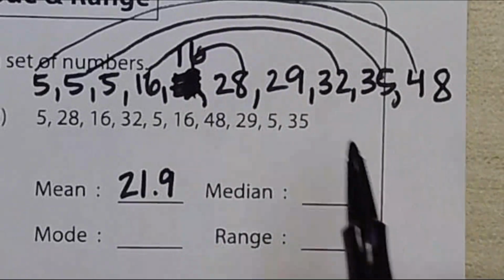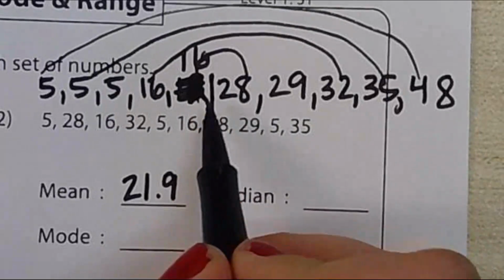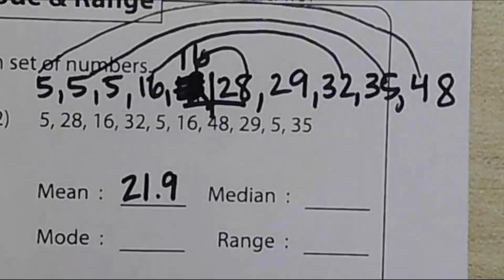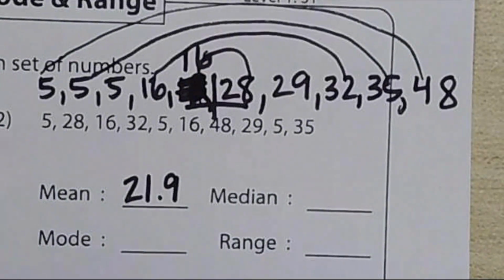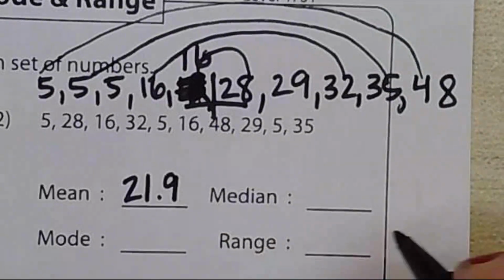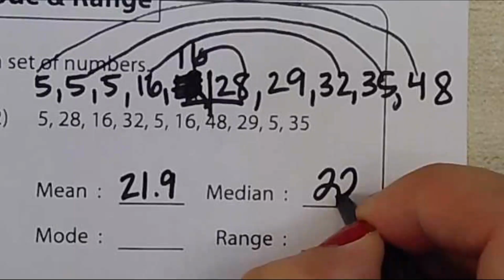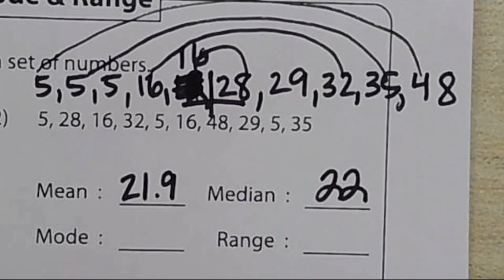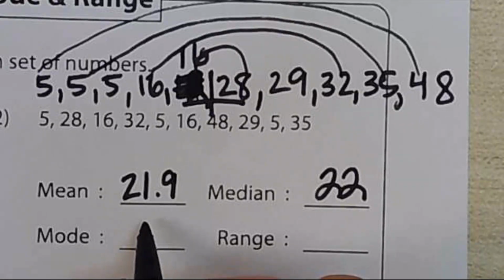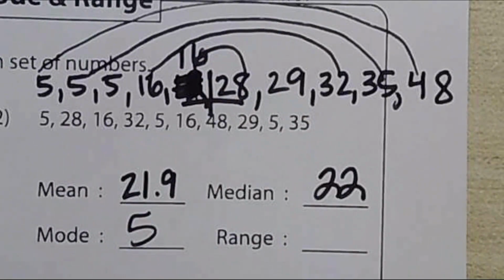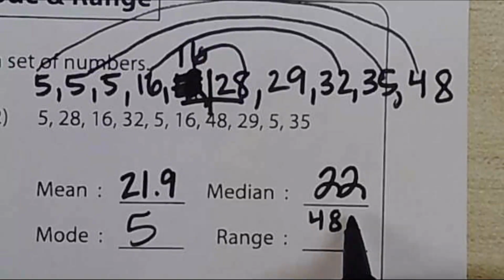My median, do I have an exact median? No, I have two of them, 16 and 28. I add those up and divide by 2 because I'm adding how many numbers? 2. So 16 plus 28 divided by 2, and I get 22. And my mode, what's the most frequent number? 5. And my range, 48 minus 5 is 43.